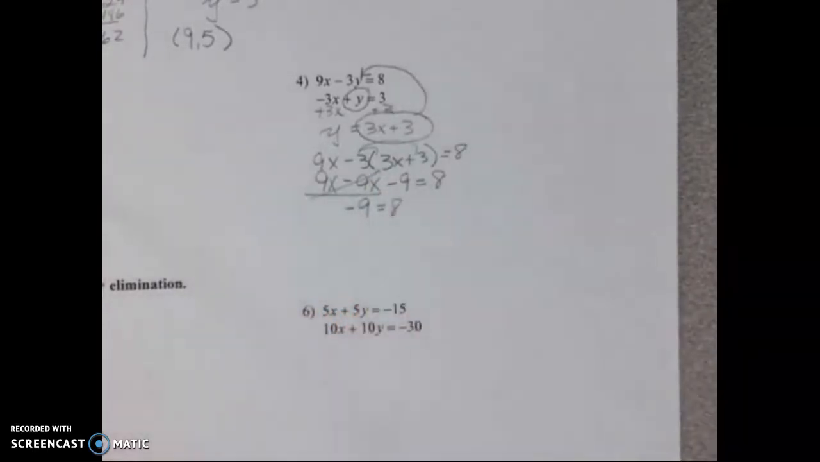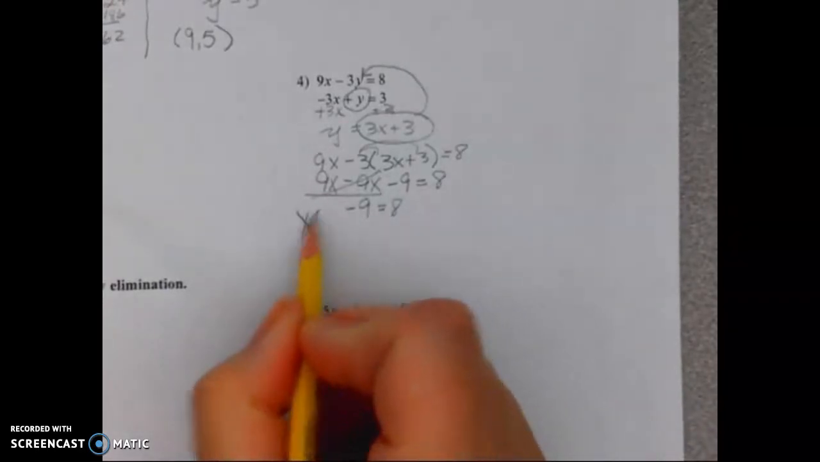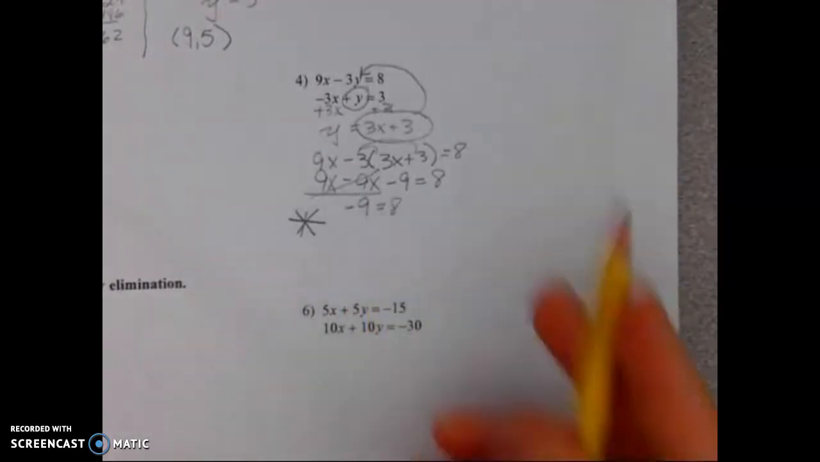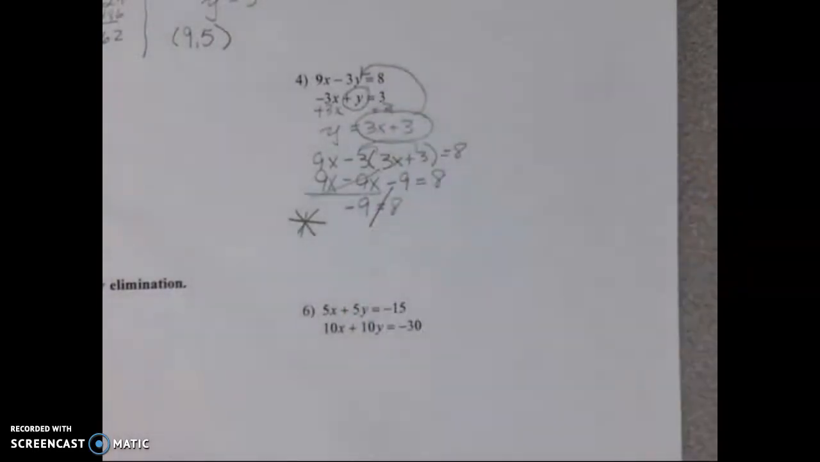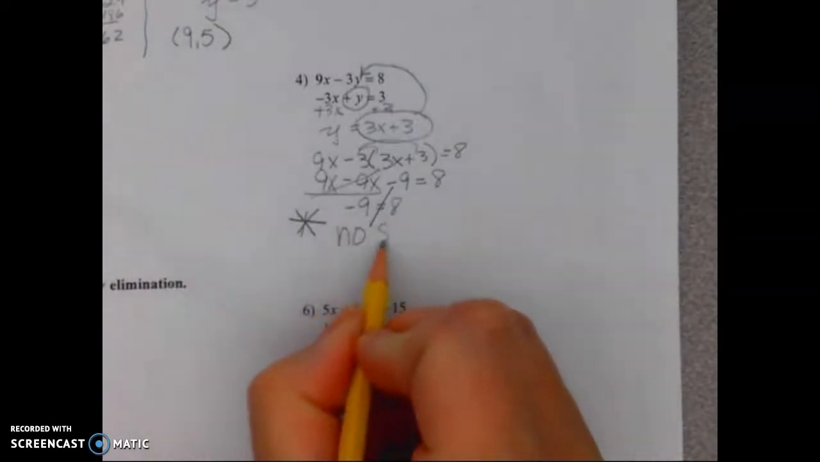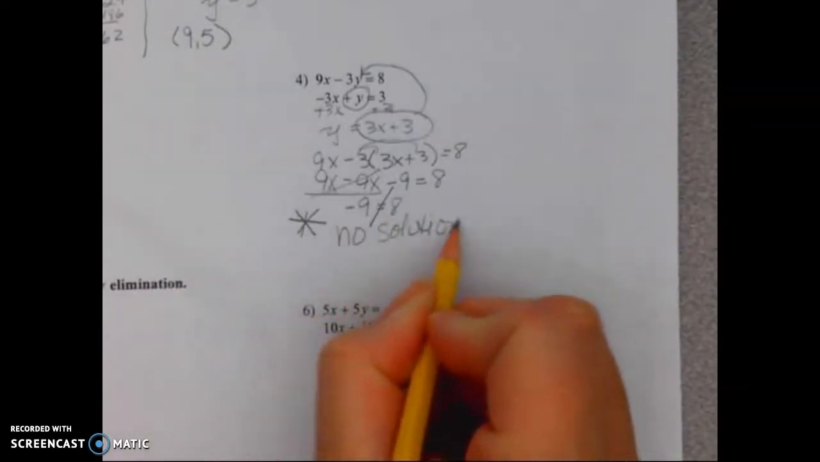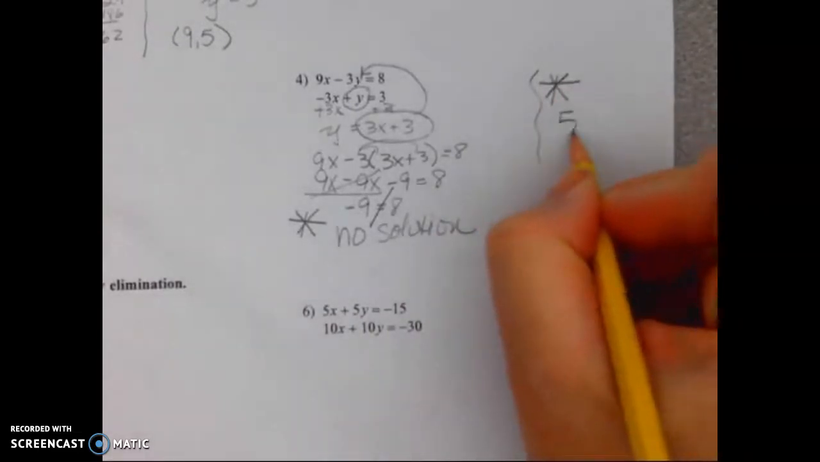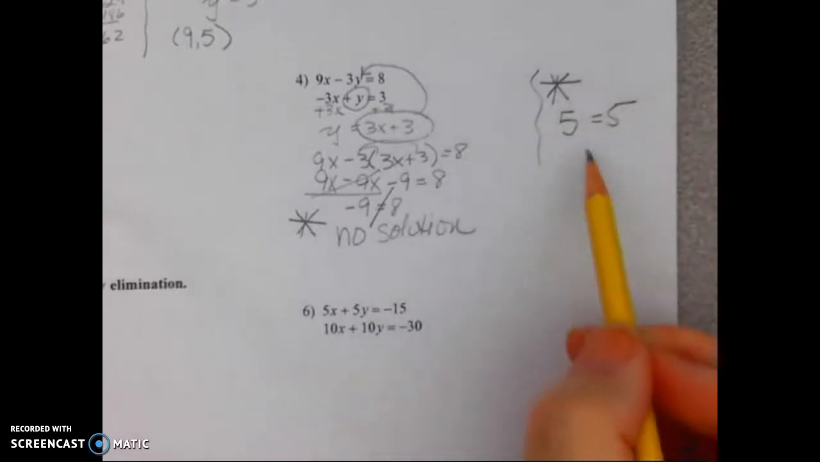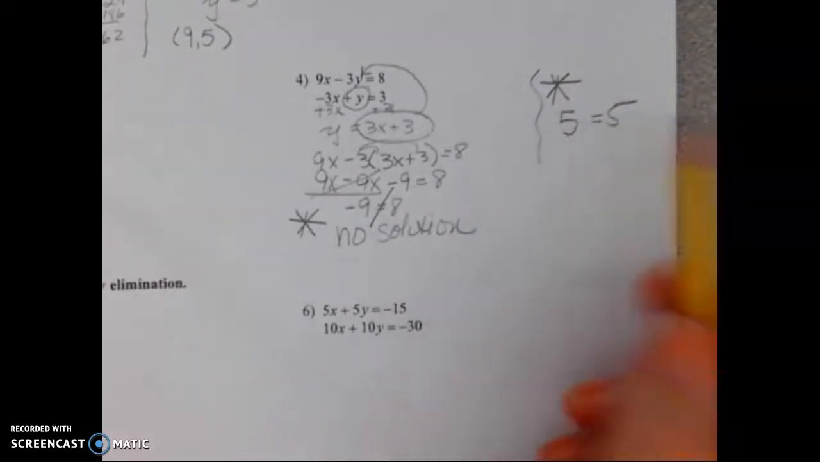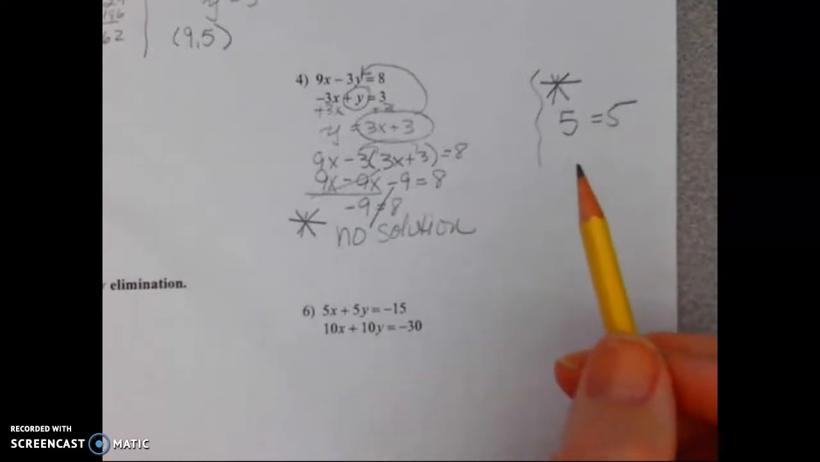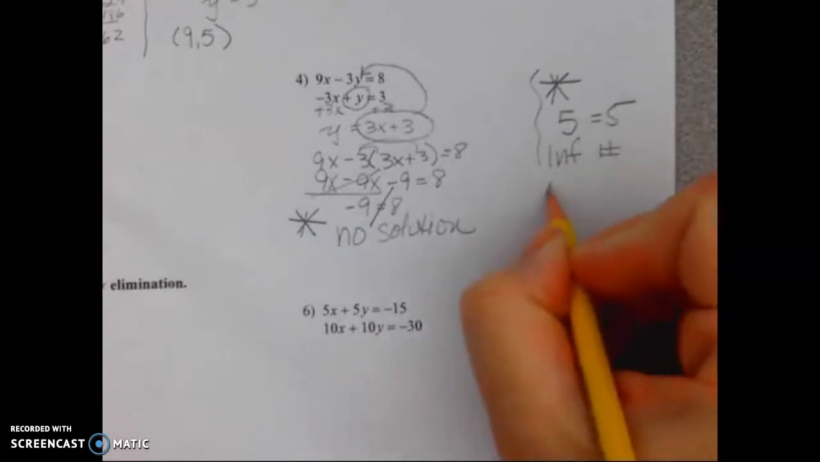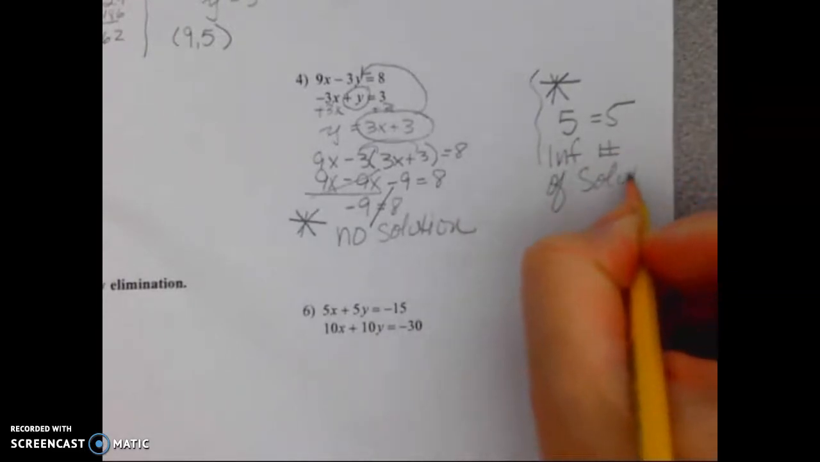Okay, this is a special case. When you lose the variable and you get a number equals a number, if it's not true, it's no solution. It is possible that you're going to get something like 5 equals 5. If you get something like this, you lose the variable and you get a number equals a number. This is another type of special case, and this is an infinite number of solutions.